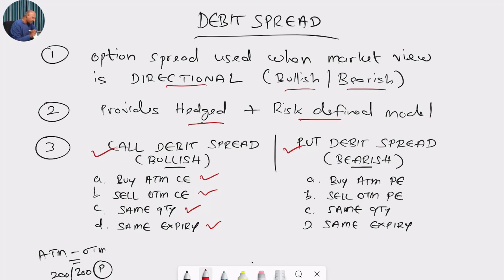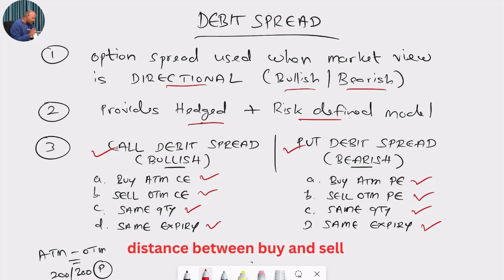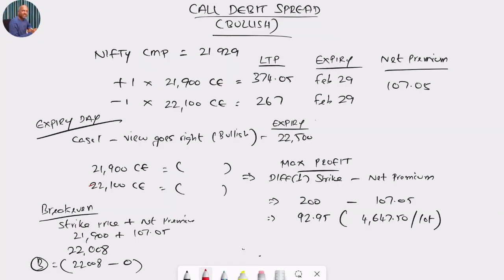Likewise, for the put debit spread, the rules are you buy an at the money put option and you sell an out of the money put option. Both the options will have the same quantity and the same expiry. Now, the distance between the buy option and sell option is basically 200 or 300 points, or it could be 100 points as per your risk reward ratio, which we will see in a live example. Now let's understand how a call debit spread works.